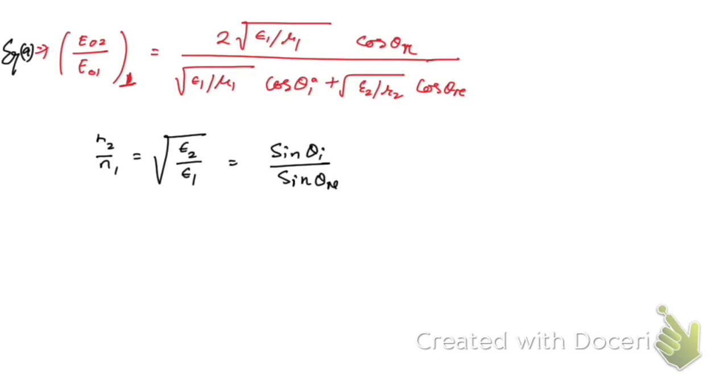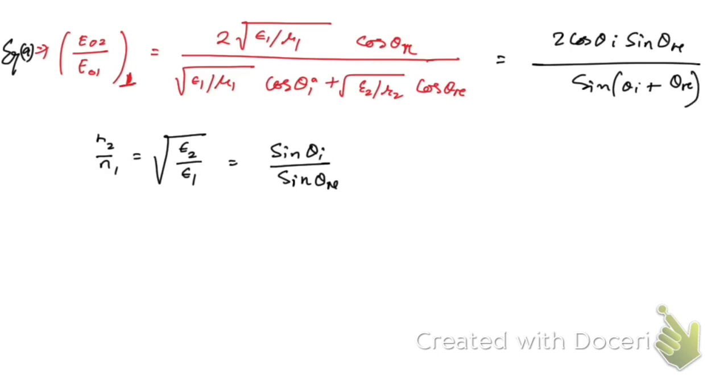If we use those relations here also, then this equation will give you 2 cos theta I sine theta r divided by sine theta I plus theta r, right? The last equation was equation number 10, so let this be equation number 11. Let me show you how. So here we can write using these relations. Now you see, this can be replaced by n1, right? And this can be replaced by n2.